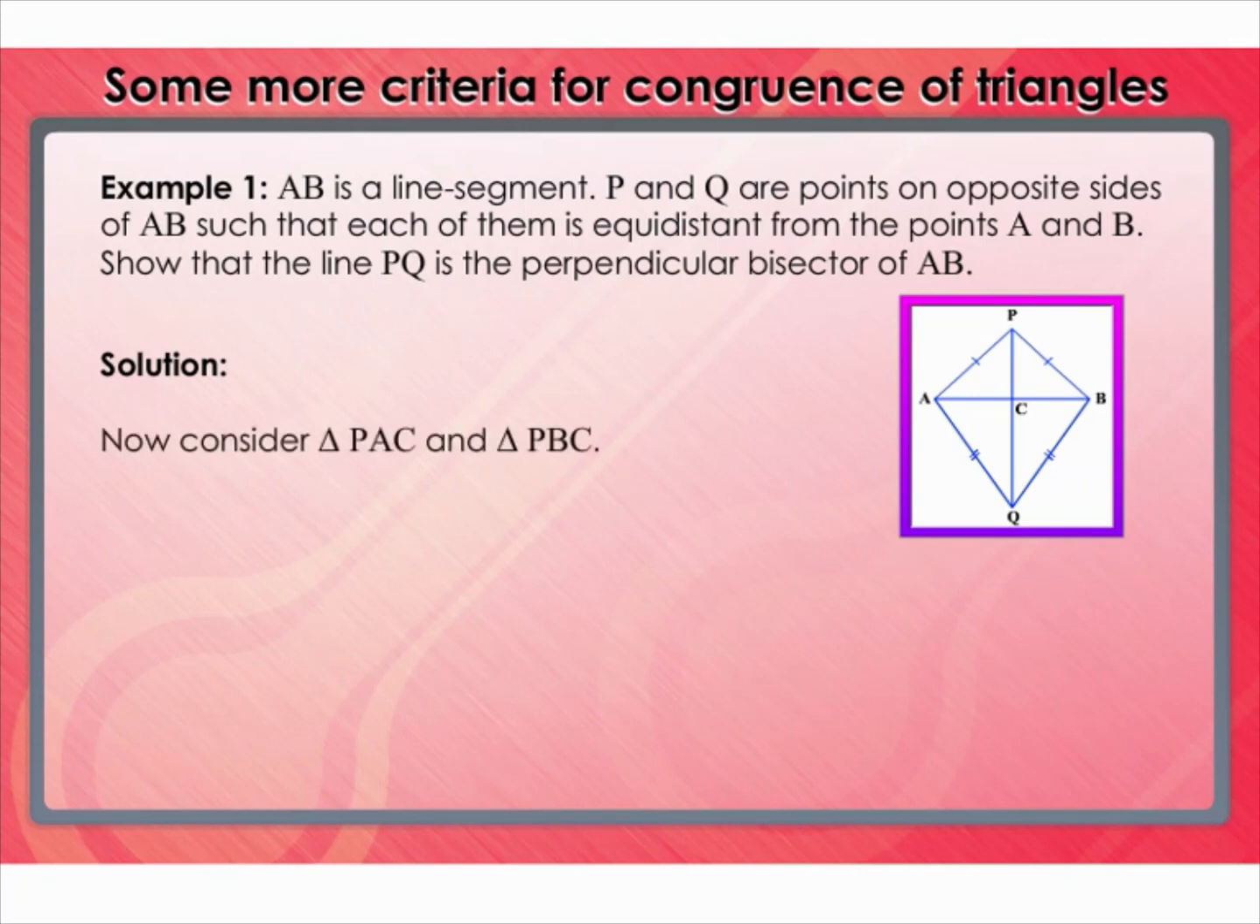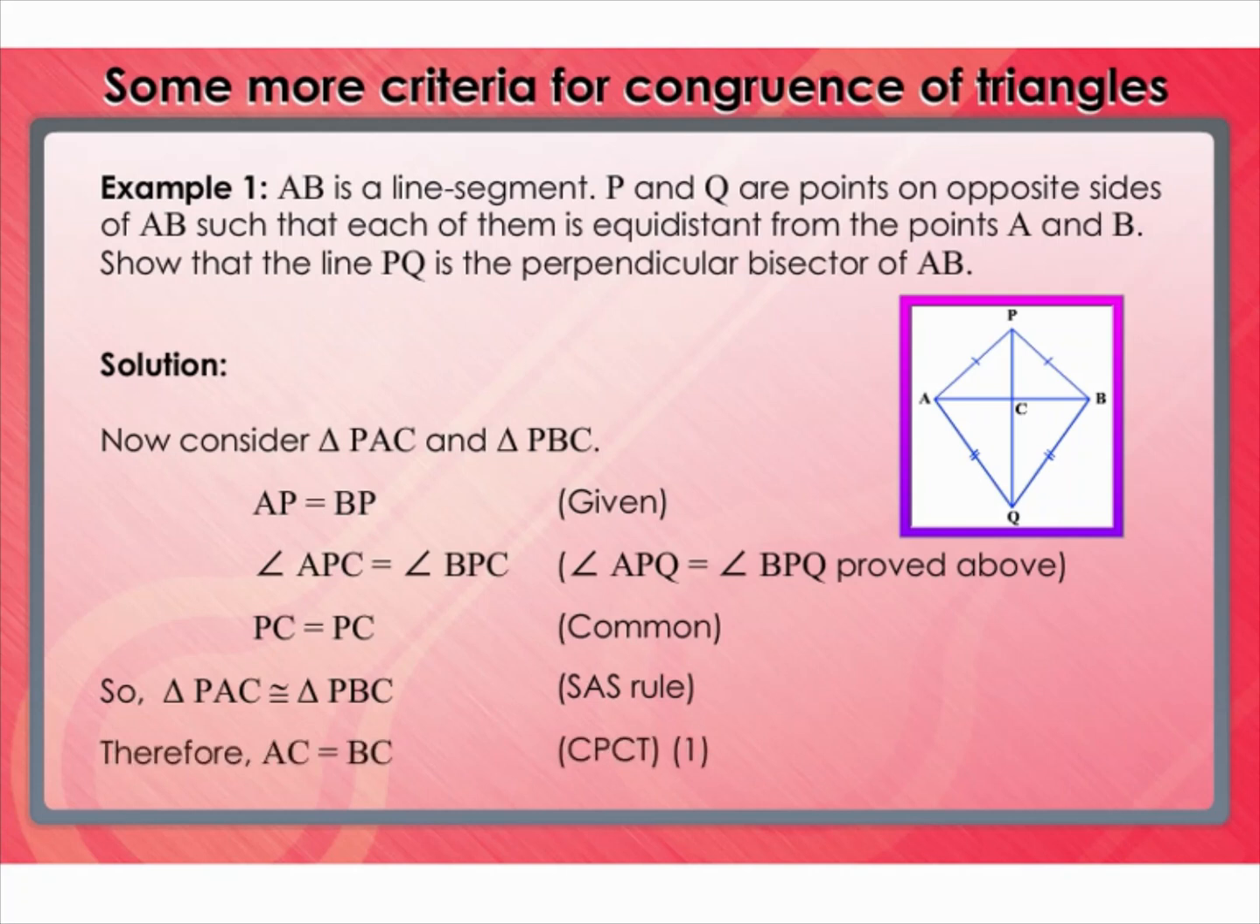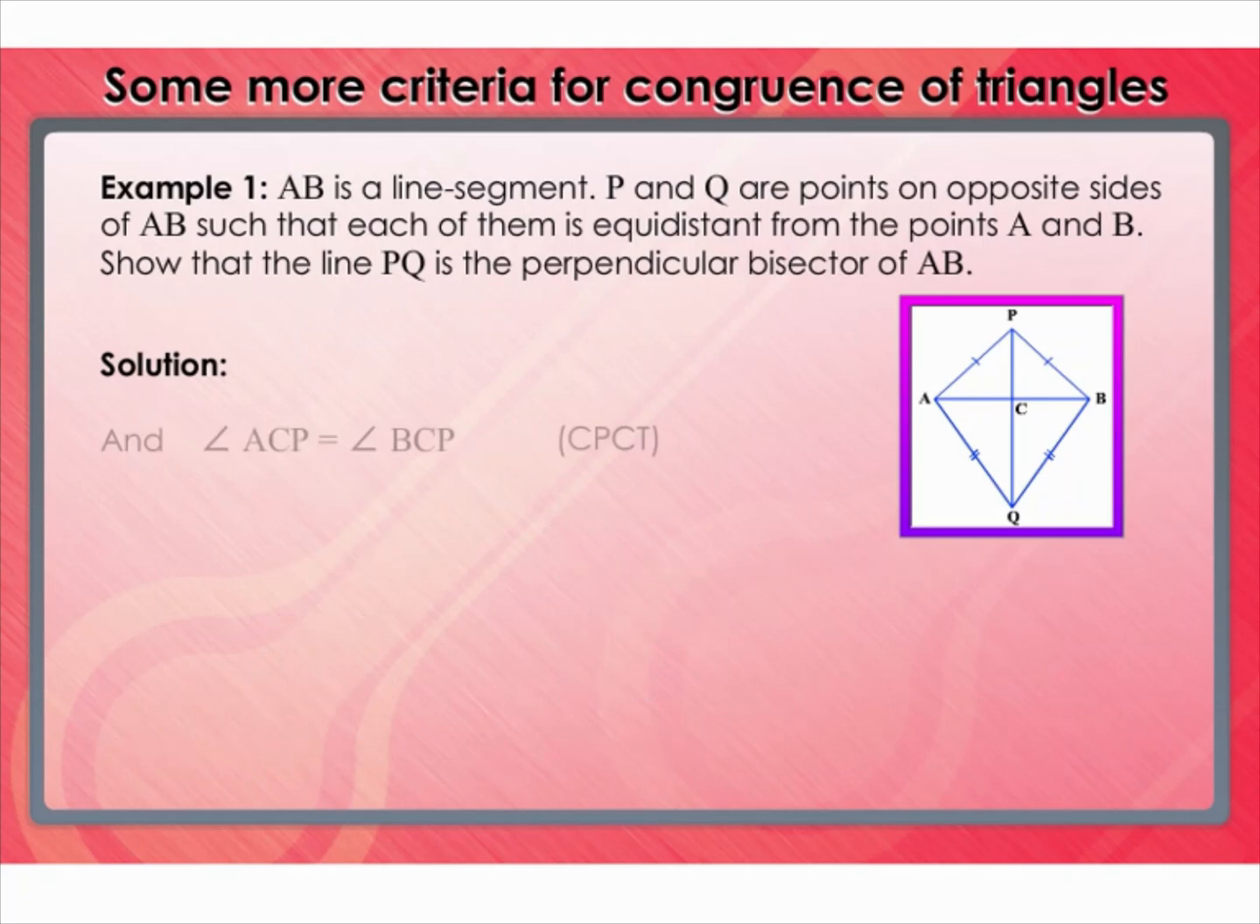Now consider triangle PAC and triangle PBC. In these triangles, AP is equal to BP, angle APC is equal to angle BPC, since angle APQ is equal to angle BPQ, which we have already proved. Here, PC is the common side of triangle PAC and triangle PBC. So, triangle PAC is congruent to triangle PBC. Therefore, by CPCT theorem, AC is equal to BC. Consider this as equation 1.